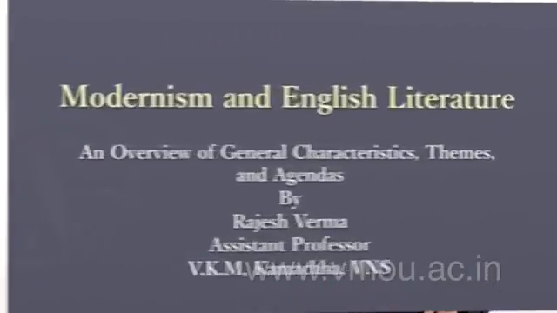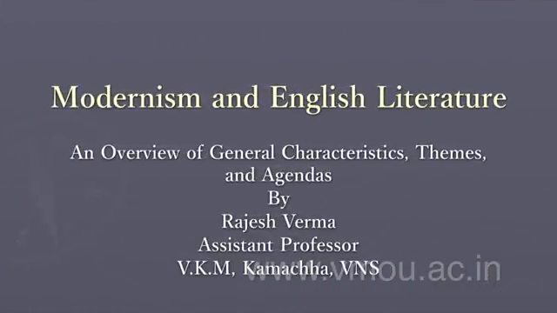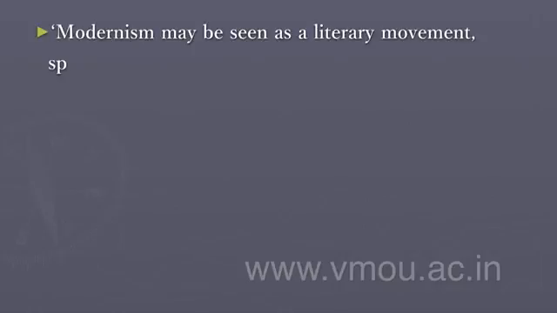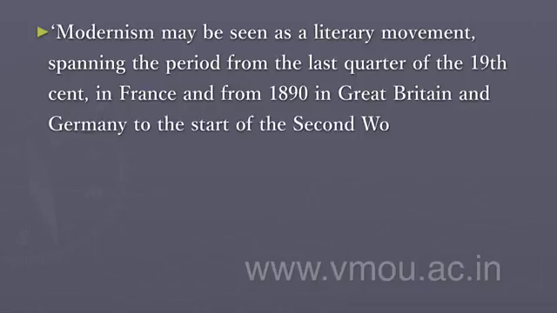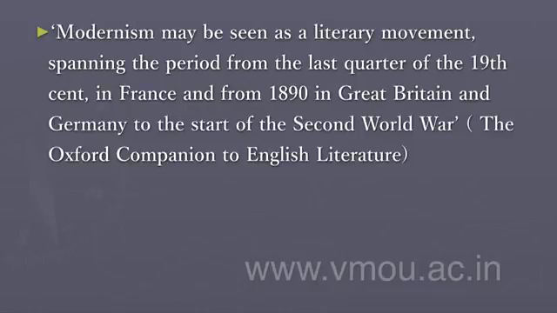Today I shall talk about modernism in English literature and how modernism has affected 20th century literature. Modernism may be seen as a literary movement spanning the period from the last quarter of the 19th century in France and from 1890 in Great Britain and Germany to the start of the Second World War. This is how the Oxford Companion to English Literature defines modernism.